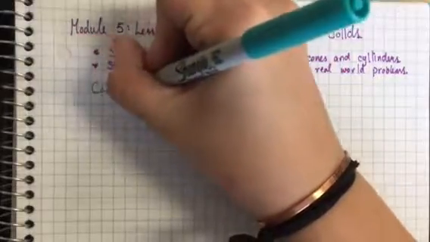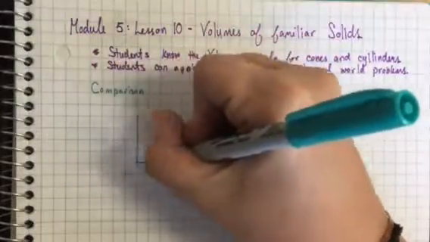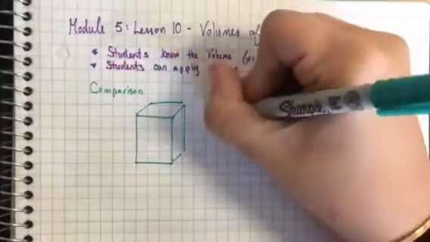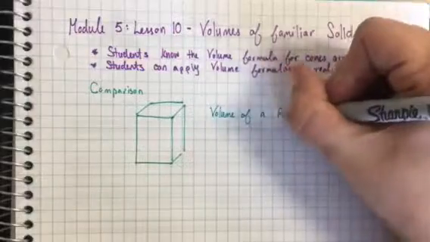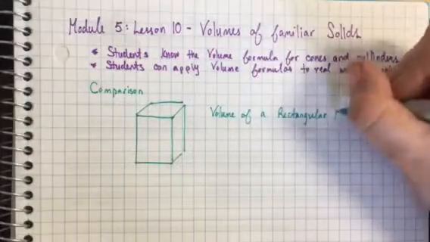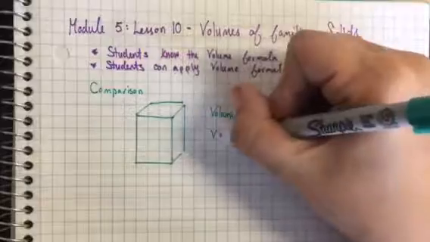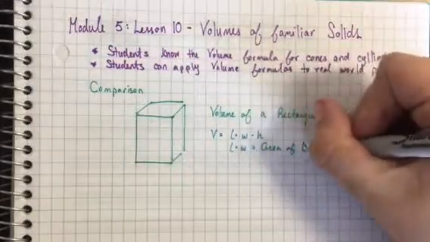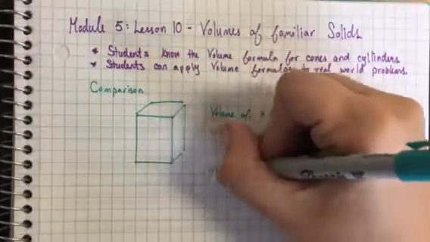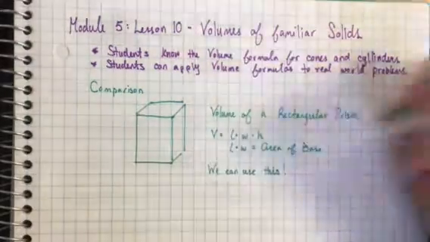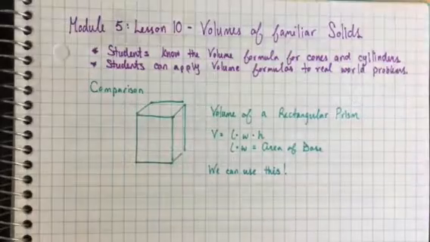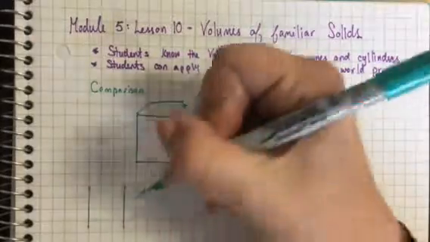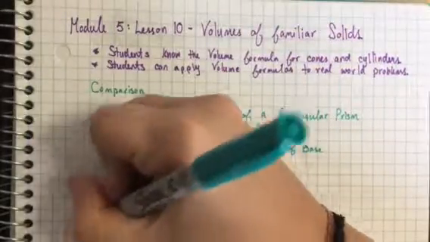So let's start with something that we know, which is a comparison between the volume formula for a cylinder and the volume formula for a prism. So I'm trying to use a basic rectangular prism. And we all know that the volume of a rectangular prism is length times width times height. Now, that component of the formula that says length times width is actually the area of the base. So we can use this idea that we take the area of the base of a prism and multiply it by the height of the prism to get its volume.